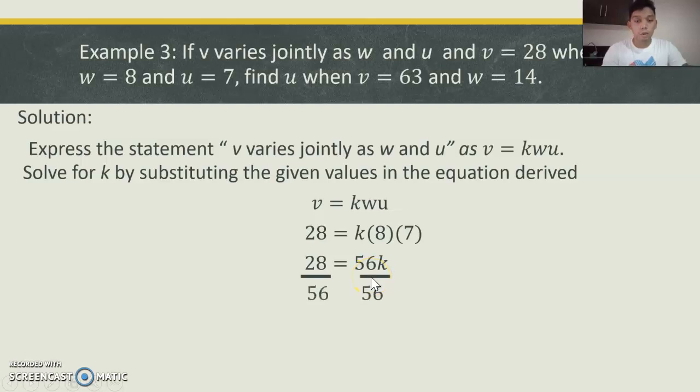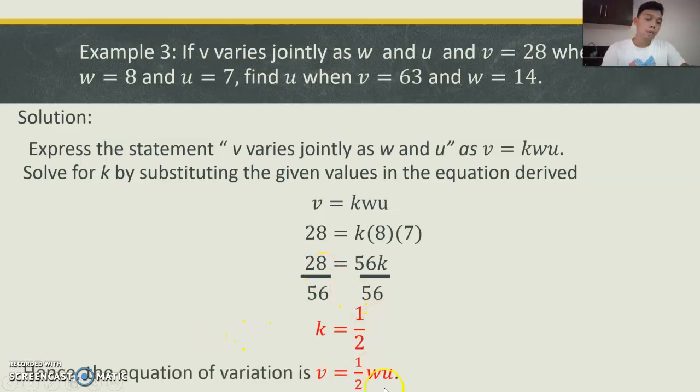So if we divide both sides by 56, since the numerator is smaller than the denominator, we need to reduce it if it's reducible. If it's not, then leave it as it is. But this one is just equal to 1/2. So our equation will be V is equal to 1/2 WU.